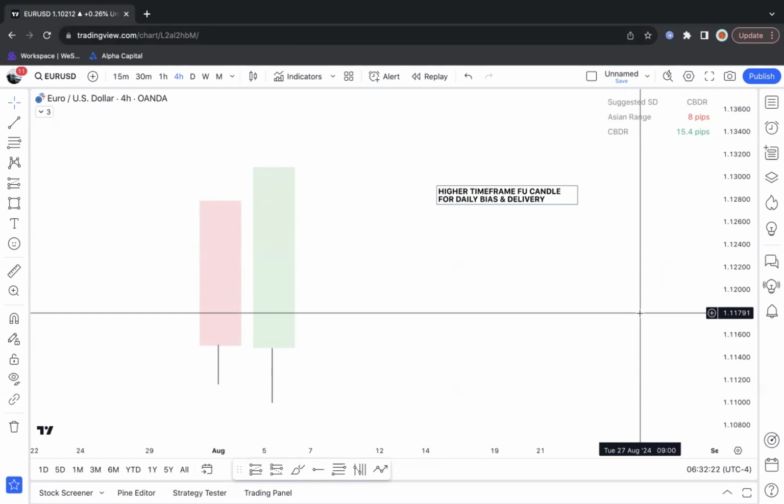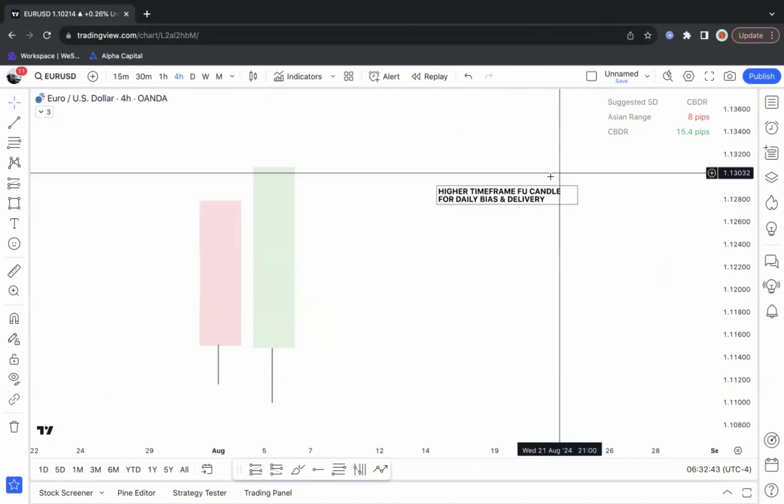In today's video, we're going to be talking about high time frame FU candles. Again, I have an entry model for the FU candle on the channel, and that is using the 15-minute and the 30-minute. But this is going to be looking for our daily bias and understanding what price is delivering in and what our overall direction of our trade is going to be.